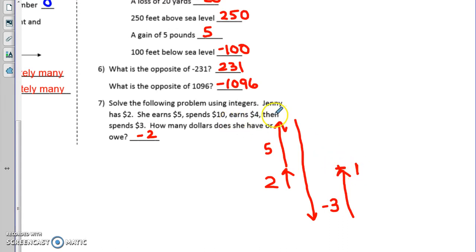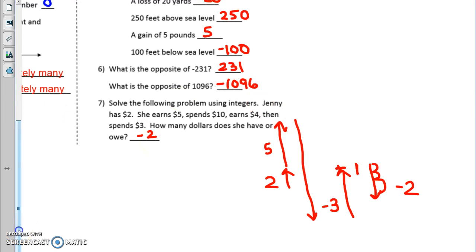And then the last thing says she spends $3. So from this point, we have to go down 3. If you think about it, if she was to spend 3, she went down to having nothing, then she went down to borrowing 1, and then down to borrowing 2. So that's why I have a negative 2 on my answer blank.